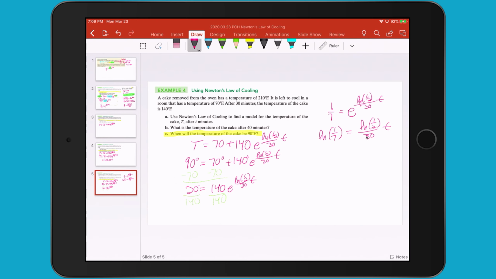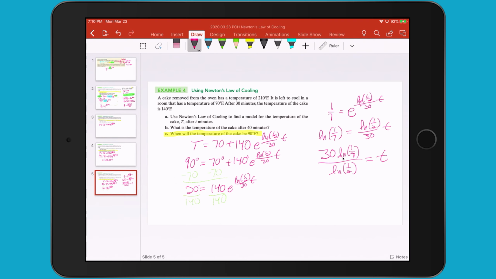I'm going to multiply both sides by the reciprocal of this fraction. So what that will give me over on this side is 30 times the natural log of 1/7 divided by the natural log of 1/2. And that equals t. Now, one thing you may start thinking of here is, what logarithmic shortcuts can I use to simplify this? And the answer is none.